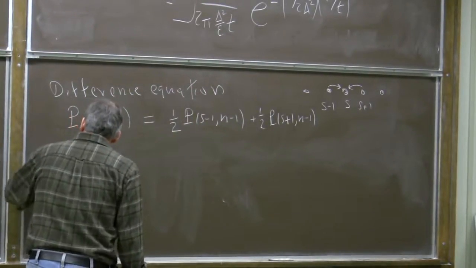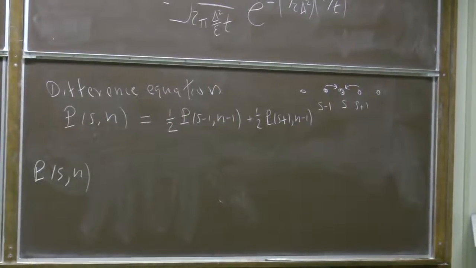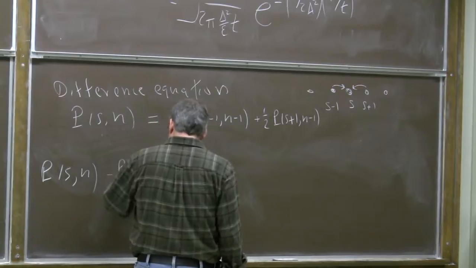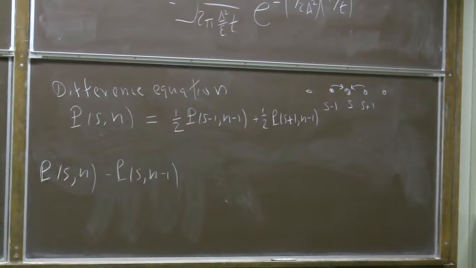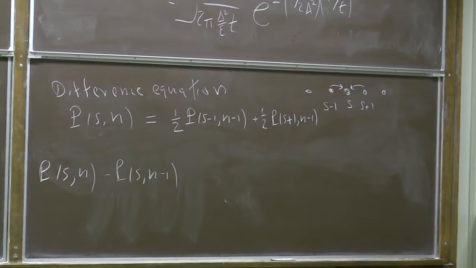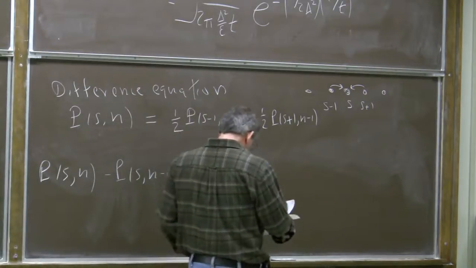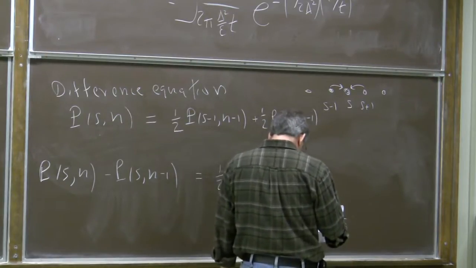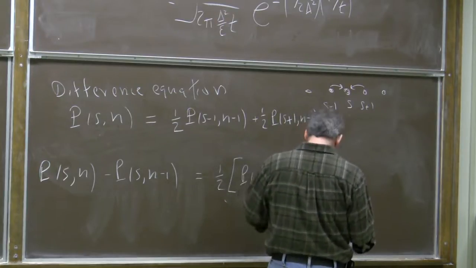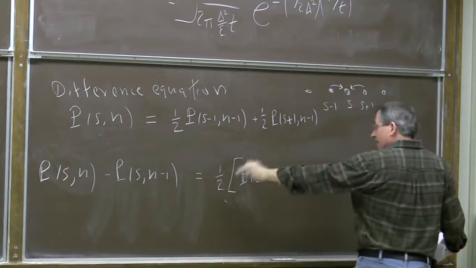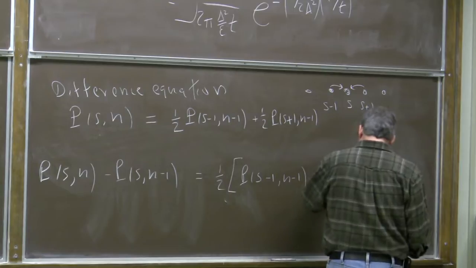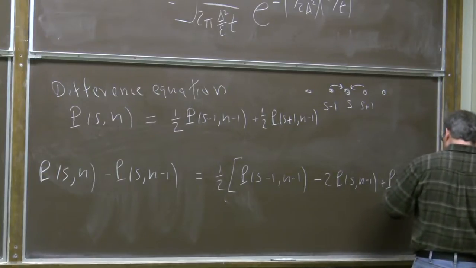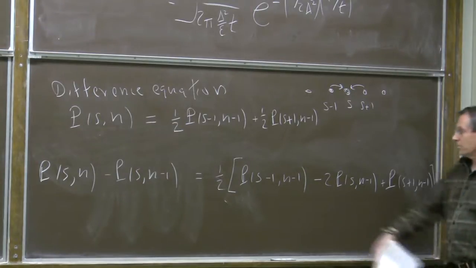So, I'd like to write an equation for how the probability of being at s changed between time step n minus 1 and time step n. So I'll subtract that away from both sides. The amount by which the probability of being at site s increased between time step n minus 1 and time step n is 1/2 the probability of being at, I'll write what I had before, s minus 1, n minus 1. But then I subtract this away and I'm factoring out a 1/2, so I'll put in a 2, minus 2 times the probability of being at s at time n minus 1, then plus the probability of being at s plus 1 at time n minus 1, multiplied by 1/2.